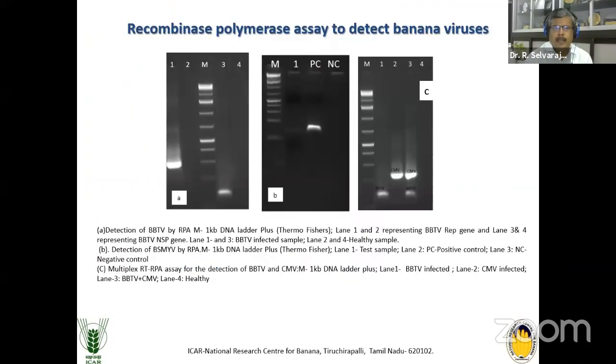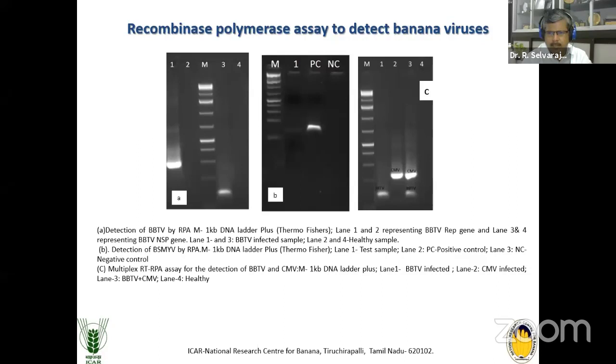And we developed this RPA for BBTV, which is a DNA virus, and another is CMV, cucumber mosaic virus. So we did both. We did reverse transcription, followed by RPA. We could detect simultaneously both CMV as well as BBTV together. And we targeted this for Grand Naine banana. These two viruses are very omnipresent.